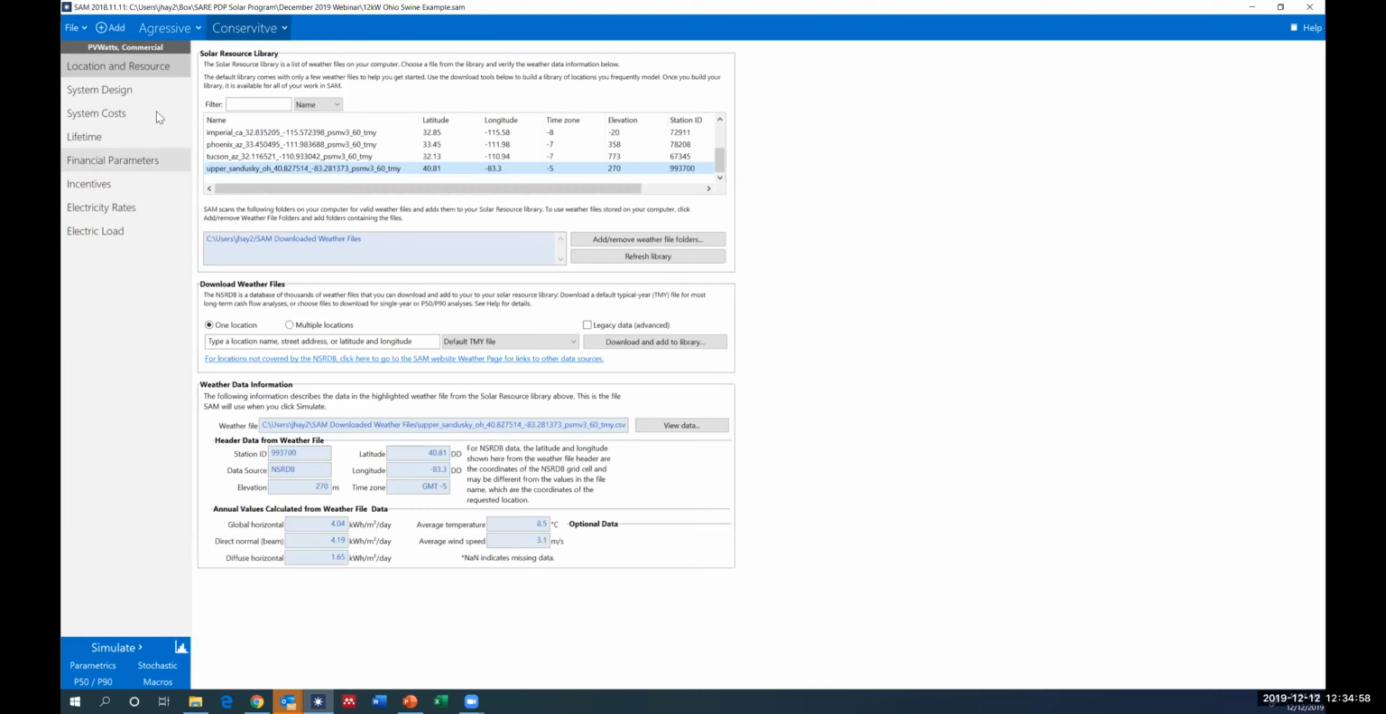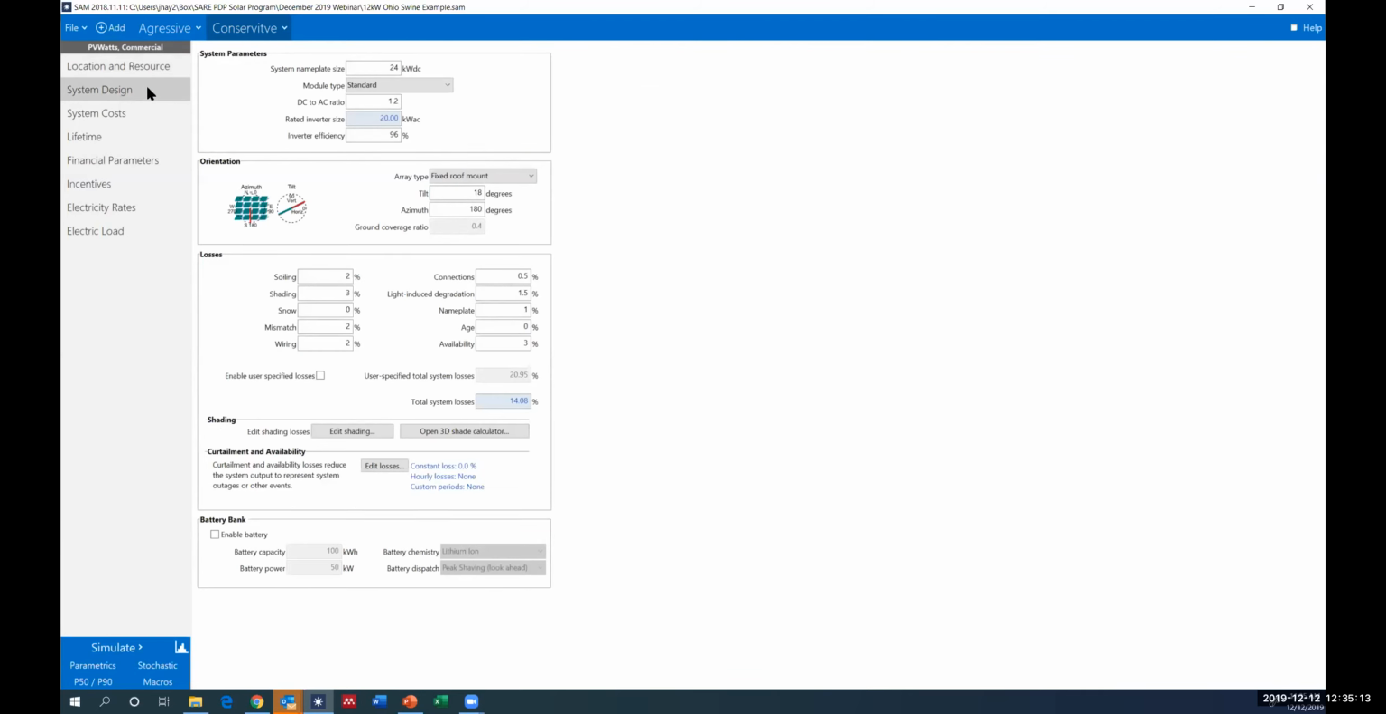I wanted to give you an indication. Let's scroll through the tabs again to make sure that everything looks right and that we know what's in each one. We won't play with them very much, but in system design, we're laying out how big our system is, what direction it faces, what angle it tilts, things like that.